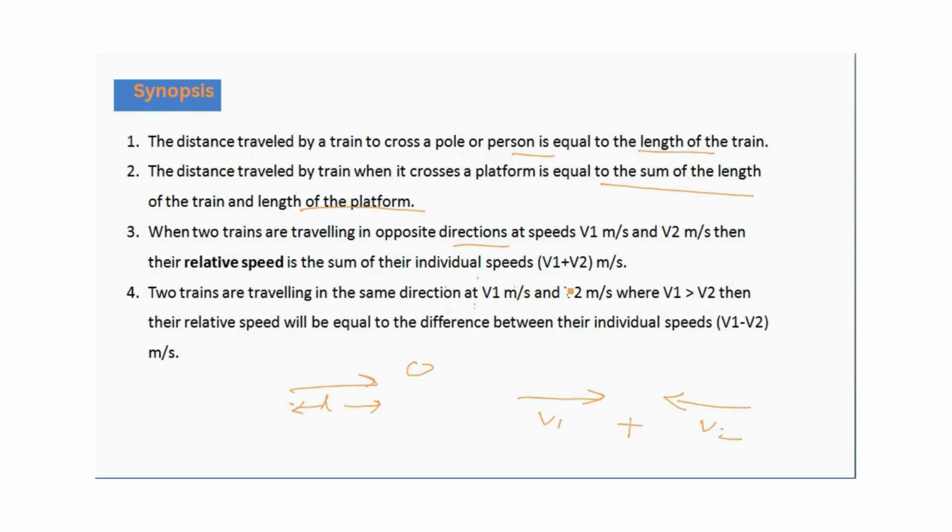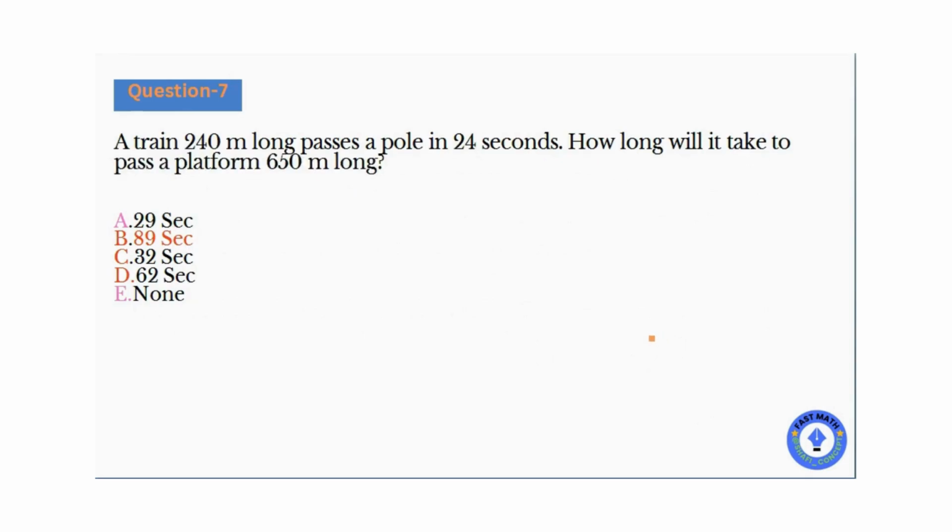Coming to the fourth one, if two trains are traveling in the same direction, with v1 meters per second and v2 meters per second as their speeds, what may be the relative speed? This is v1 and this is v2. The relative speed will be v1 minus v2. That means if v1 is higher, you deduct v2 from it, v1 minus v2; if v2 is higher, v2 minus v1 is the relative speed of the trains. We are moving forward.